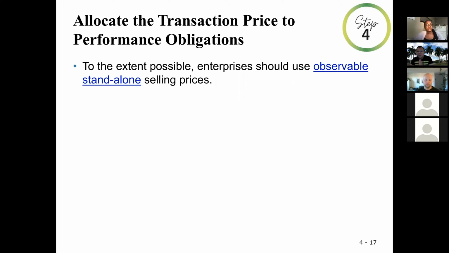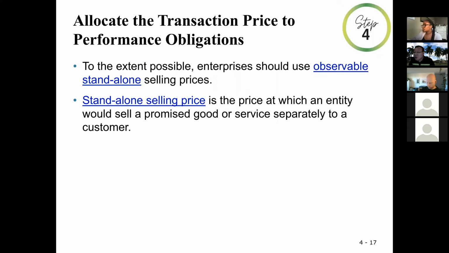So as much as possible, the reporting entity should use observable standalone selling price when they are allocating the performance obligation. So what do you mean by the observable standalone selling price? Standalone selling price is the price at which an entity would sell a promised good or service separately to a customer. So I think most of you have this experience, right?